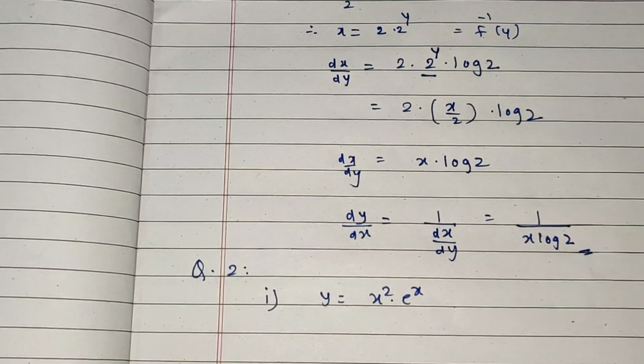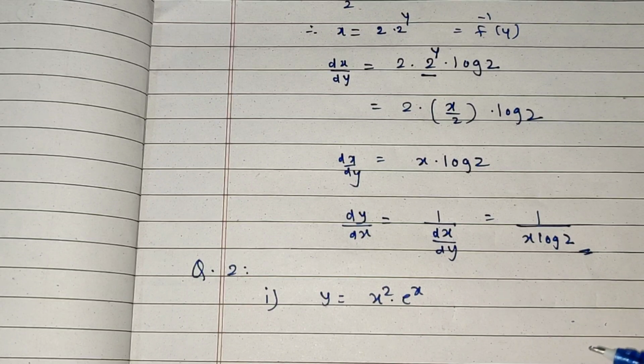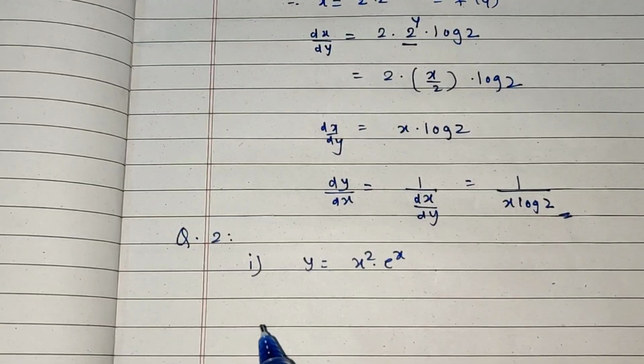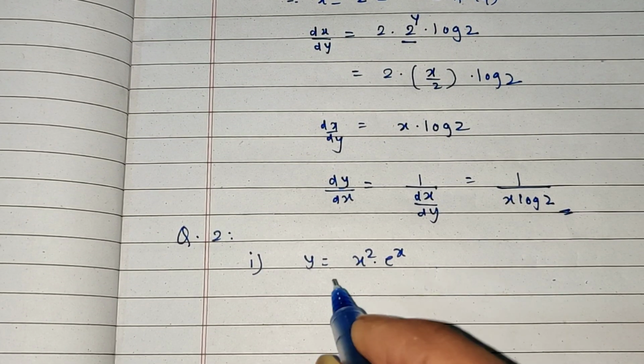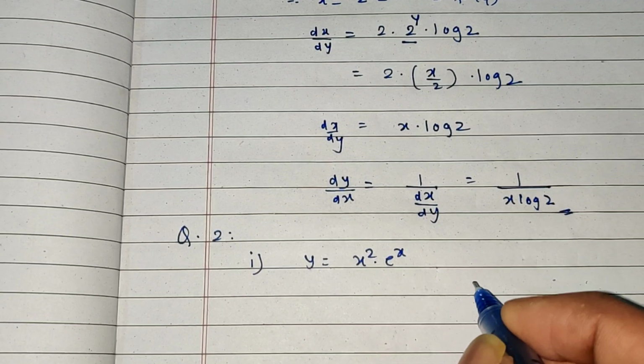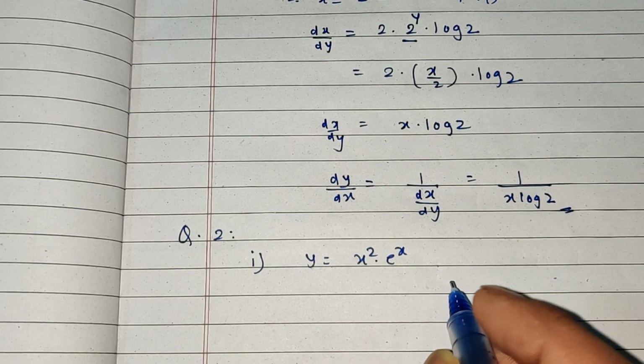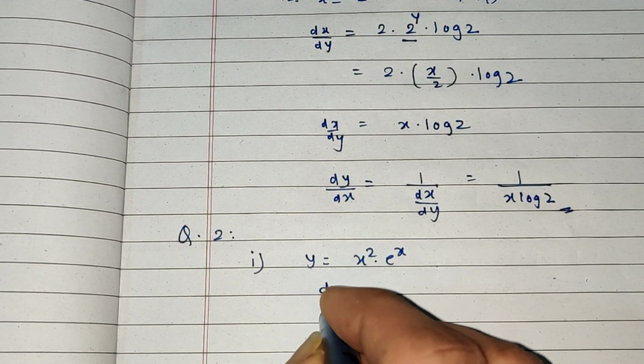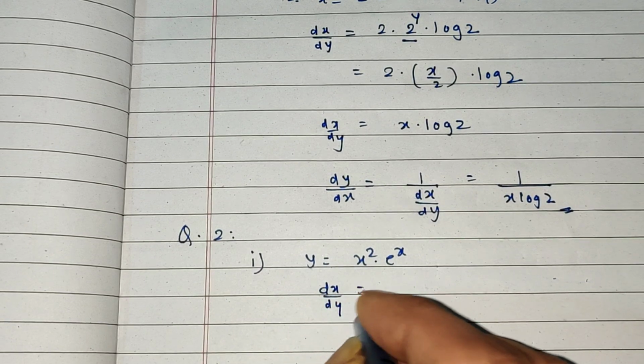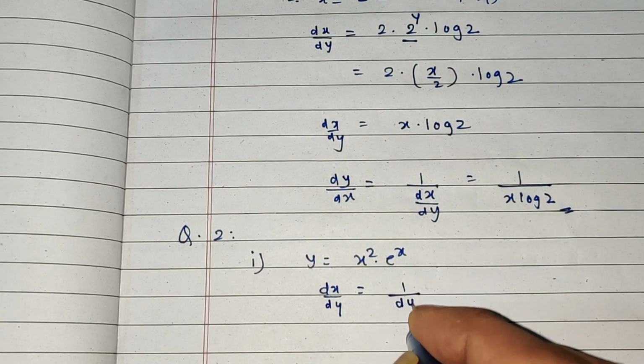Question number 2, find derivative of inverse function of the following. Y is f(x) given, so we find derivative dy by dx. The derivative of the inverse function, dx by dy, is equal to 1 upon dy by dx.